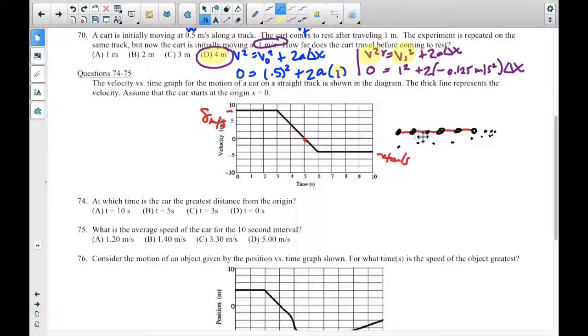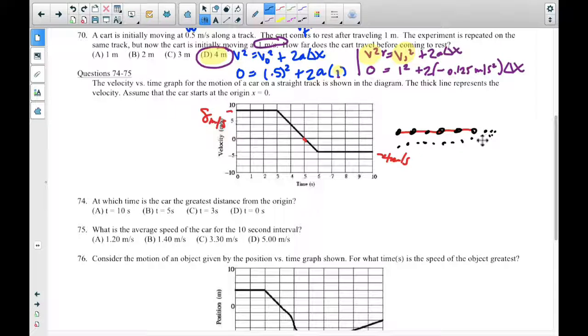Going at 8 meters per second, it slows down, turns the other way, and then goes at 4 meters per second the other way, okay? Which technically means that these dots should be half the distance as they were up here. My dot diagram is kind of falling apart here, but that's the idea. That's what's going on. At which time is the car the greatest distance from the origin?